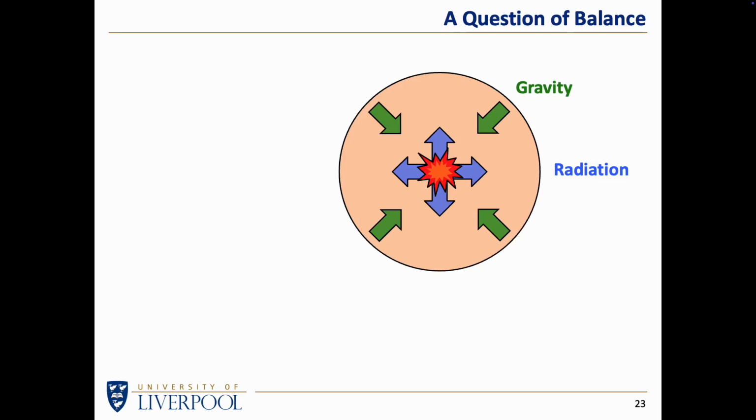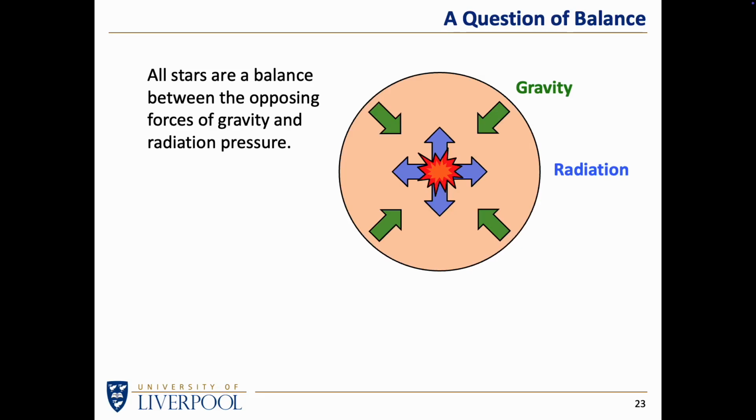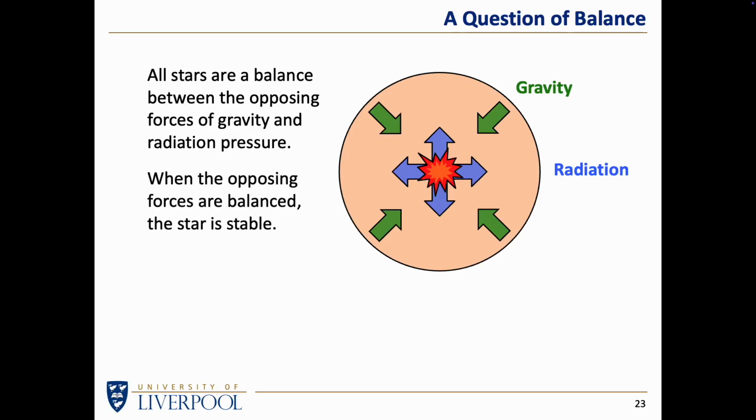And all stars are a balance between these two opposing forces, gravity pulling in, radiation pushing out. And balance is an absolutely key property of anything we can think about in terms of stellar evolution.